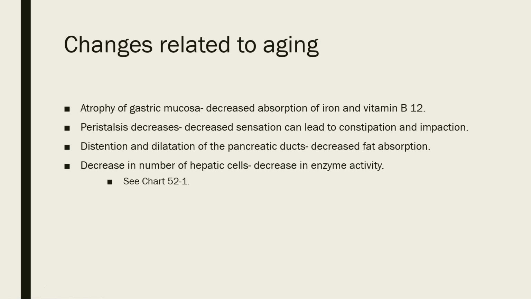Now, by this point in our journey together, surely you know that I like geriatrics, not overly, but I think it's important for us to know what the changes are as we age, what is normal and what is an abnormality. So it's very important for you to look at chart 52-1. So what are some of the things that change related to aging? Well, there's atrophy of the gastric mucosa, which causes decreased absorption of both iron and vitamin B12. Peristalsis decreases.